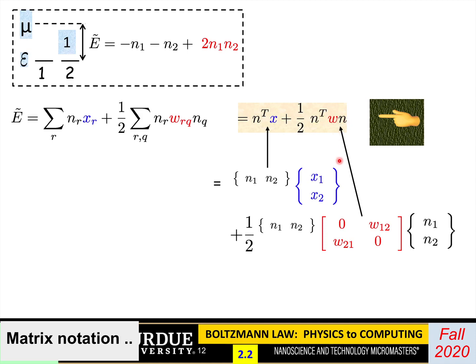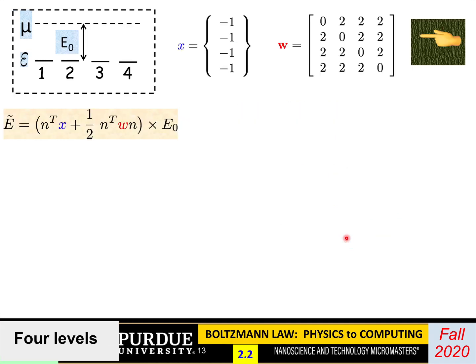And in general, the parameters that define our system are these x and w. So x is what is sometimes called the bias vector, and w is what's called the weight matrix. So for example, if you had say 4 neurons, then of course x would be a column vector with 4 components, and w would be a 4 by 4 matrix.